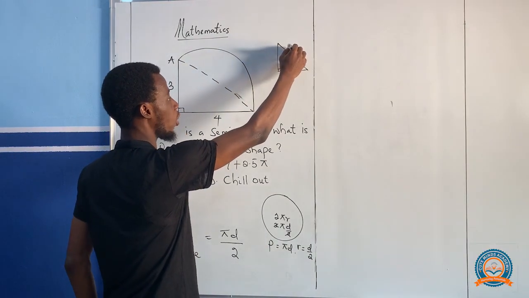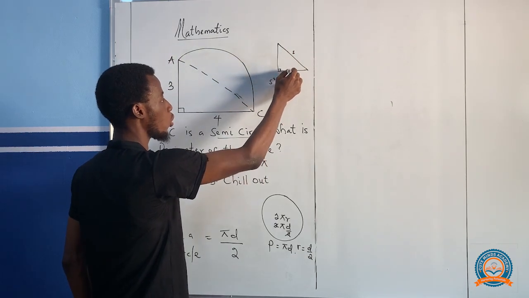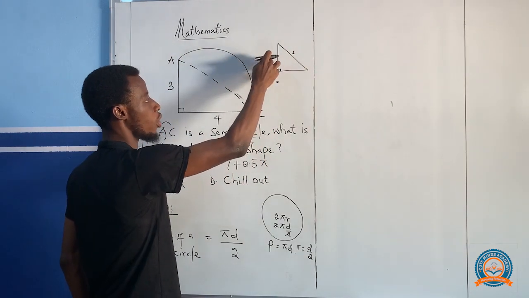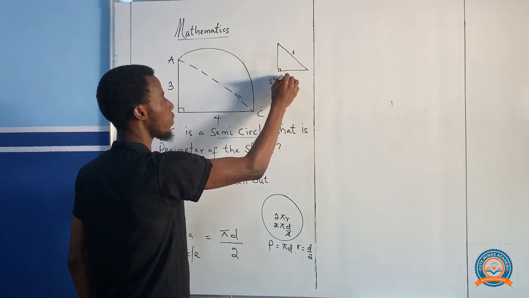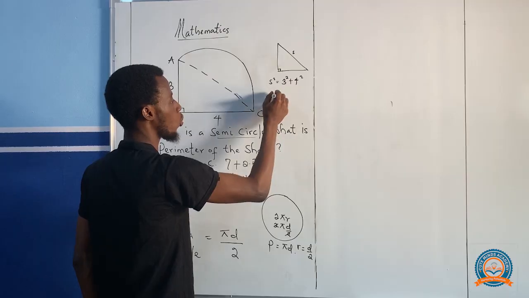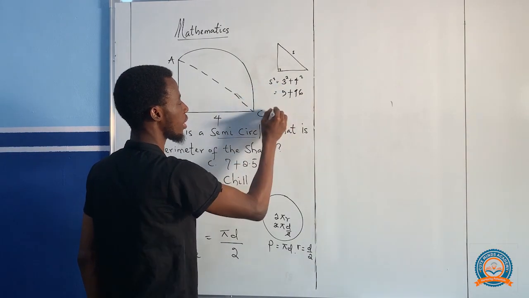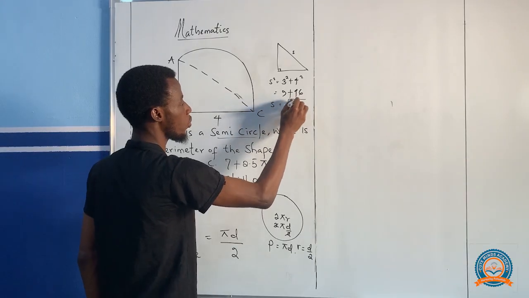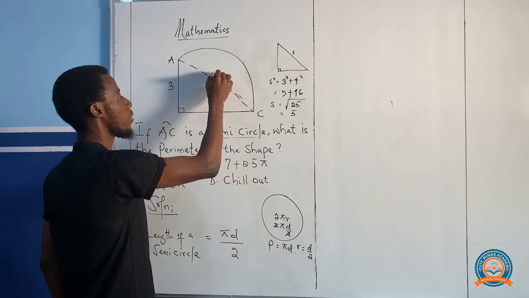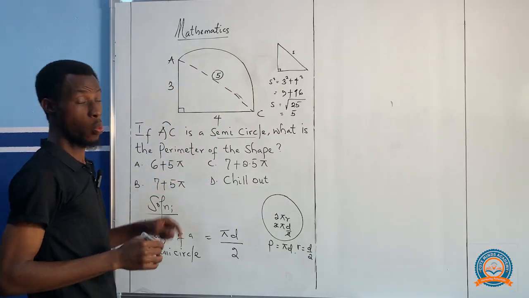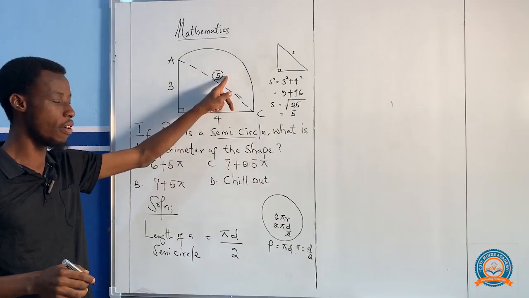That means if I call this side S, the square of S is equal to the sum of the squares of these two sides, which are 3 and 4. So we have 3 squared plus 4 squared. That gives 9 plus 16. So the side S will be the square root of 25, which is 5. So that means the value of this hypotenuse, which also serves as the diameter of the semicircle, is 5.